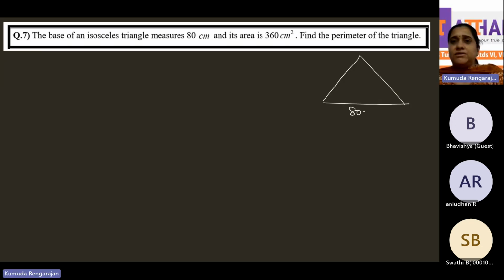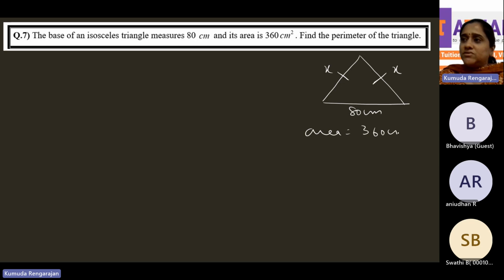So the base is 80 centimeters. It's an isosceles triangle, so the two sides are equal, x and x, and the base is 80 centimeters. The area is given to be 360 centimeters square. We need to find the perimeter of the triangle.